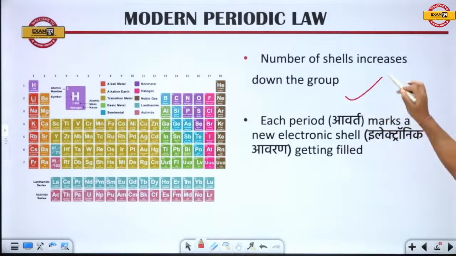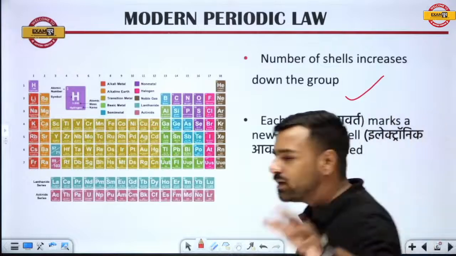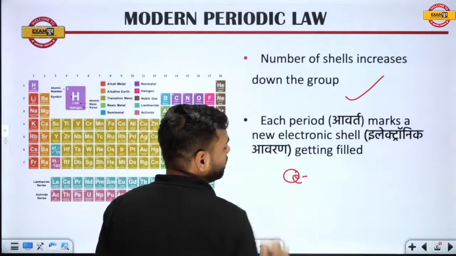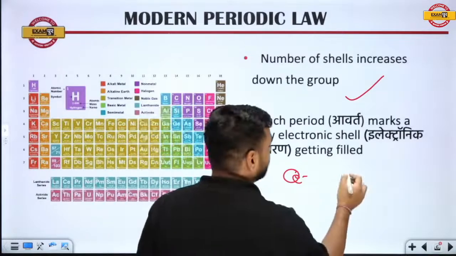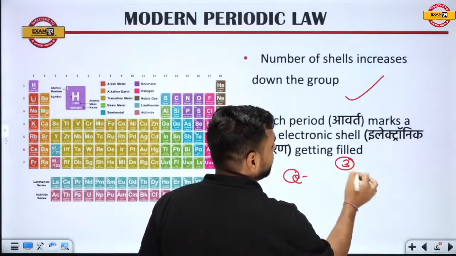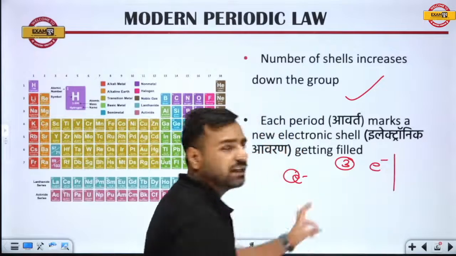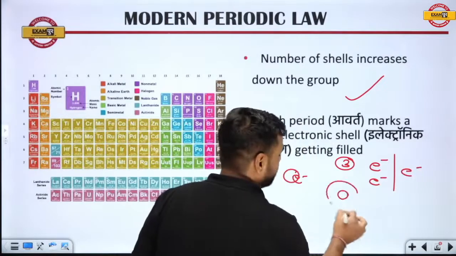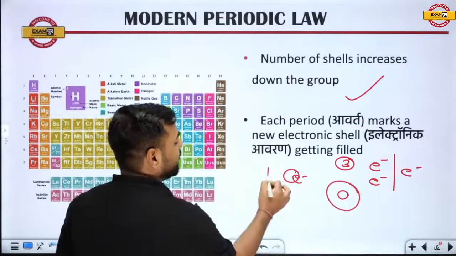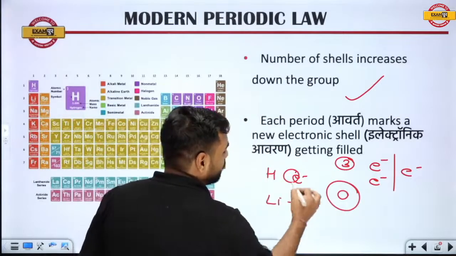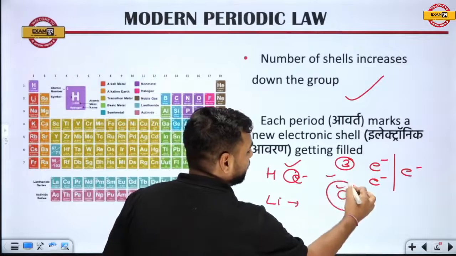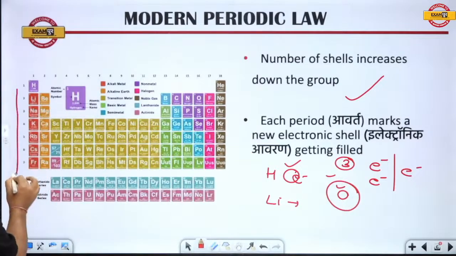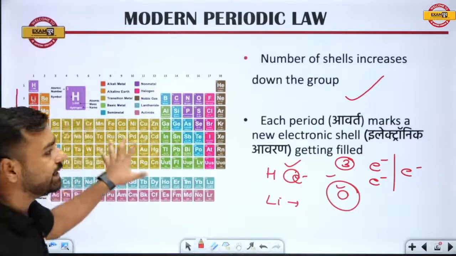Number of shells increases down the group. So we were talking about shells, right? If I talk about hydrogen, only 1 electron was there. If I talk about lithium, we were talking about atomic number 3, right? So it is 2 in the innermost and 1 in the outermost. I'll draw it in this manner. You can see that this was hydrogen, this was lithium. So the number of shells is increasing: 1, then we have 2 and so on. This means when we go down the group, the number of shells is going to increase.